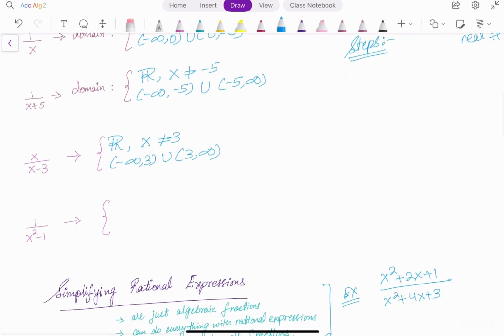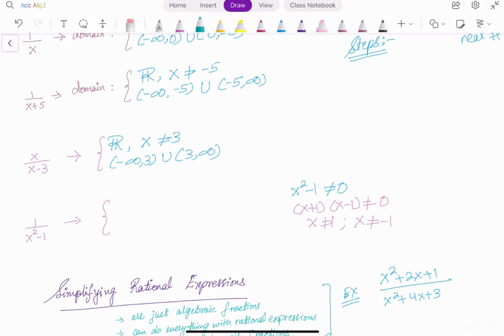Now for this case, we have x squared minus 1. So we have to do a little work here. So let's solve it. x squared minus 1. Can I rewrite x squared minus 1 somehow? I know it cannot be equal to 0. I can rewrite it as x plus 1 and x minus 1, the sum and the difference of the same term, right? So we are getting two things: x cannot be equal to 1 and x cannot be equal to negative 1.